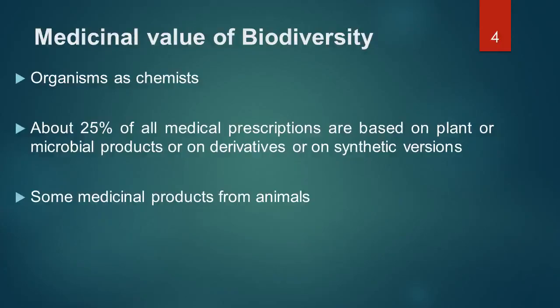How can we use biodiversity for medicinal purposes? As we know, many plants and different types of organisms are used for medicinal purposes. We can say that organisms act as chemists, and about 25% of all medicinal prescriptions are based on plant or microbial products, or on derivatives or a synthetic version. It means that the medicinal industry uses the plants directly, or gets the extract of the plant and uses it for the treatment of different disorders and diseases.